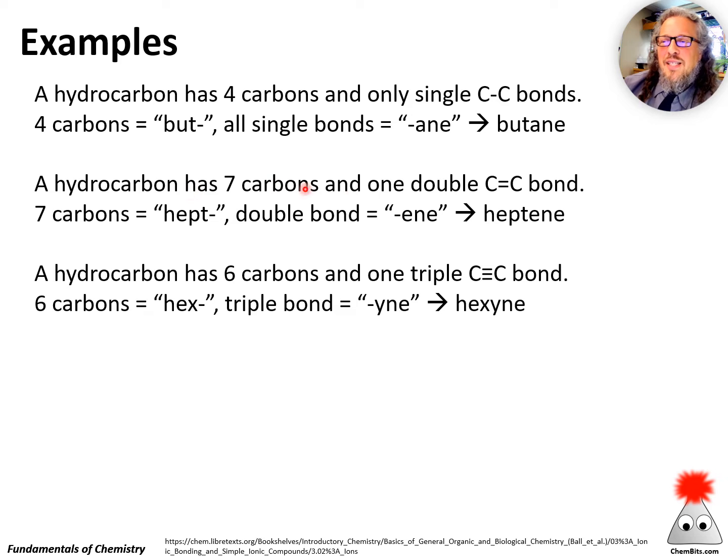We have a hydrocarbon that has 7 carbons and a double bond. 7 carbons, the root there is hept. Double bond is an alkene, so ene, so this is heptene. Heptene, 7 carbons, a double bond. If we've got a hydrocarbon with 6 carbons and now a triple bond, 6 carbons, the root there is hex. Triple bonds are alkynes, so yne, this is hexyne. So by pairing together that root and the suffix, we can name an awful lot of different compounds.